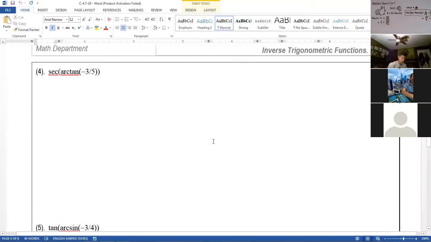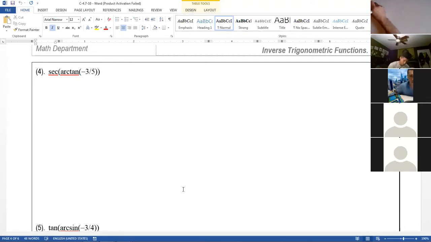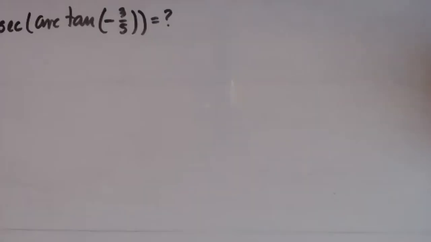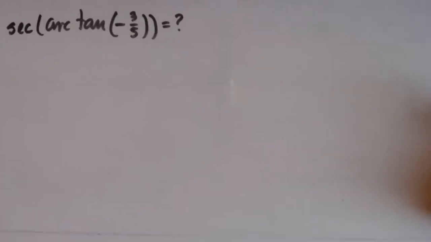This is a difficult one. What happens when we have negatives? Okay. Secant of the arc tangent of -3/5. Correct? Okay, stop sharing. So this is what we have to solve now.